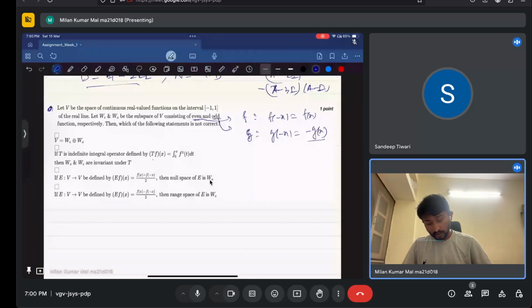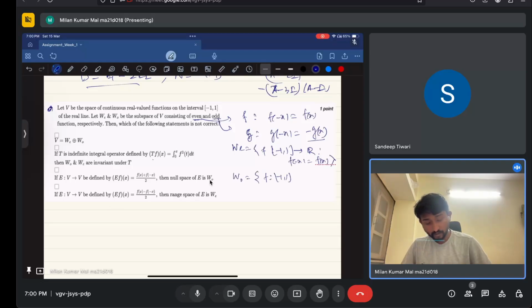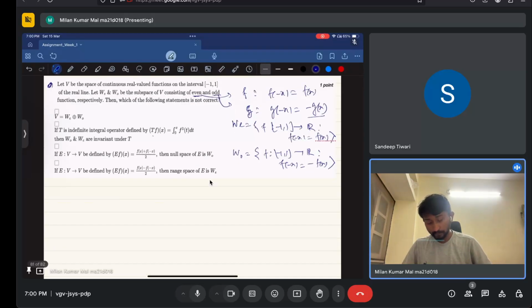So now we are taking W as all those functions from minus 1 to 1 to real numbers such that f of minus x is equal to f of x, and W naught is equal to all those functions from minus 1 to 1 to R such that f of minus x is equal to minus f of x. Okay, so this is what W and W naught are. Now the question is that V, then which of the following statements is not correct? So obviously V can be written as the direct sum of even functions and odd functions.